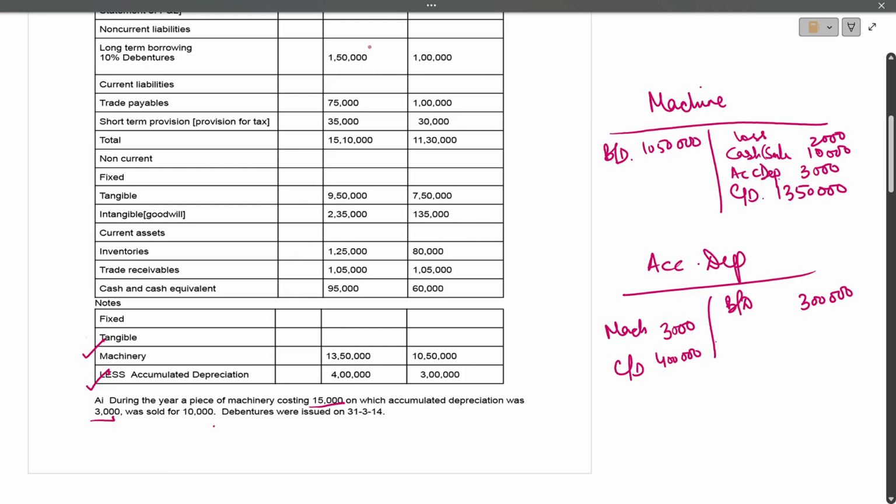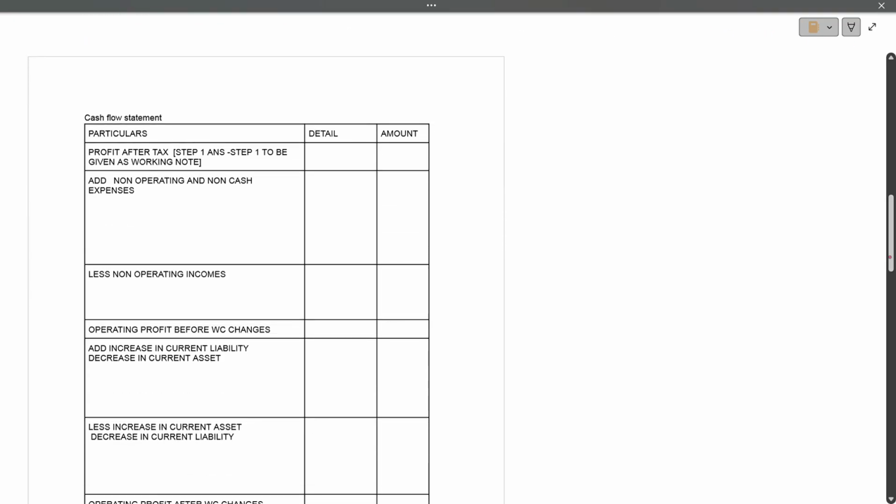Now let's try to solve this. What will happen here? It's 4 lakh 3,000, this is 3 lakh. So 1 lakh 3,000 is my depreciation during the year, which actually goes to my statement of P&L. This is what we add in operating activity. Let me do it side by side for you. When I come to operating activity, here depreciation to be added is 1 lakh 3,000 rupees.